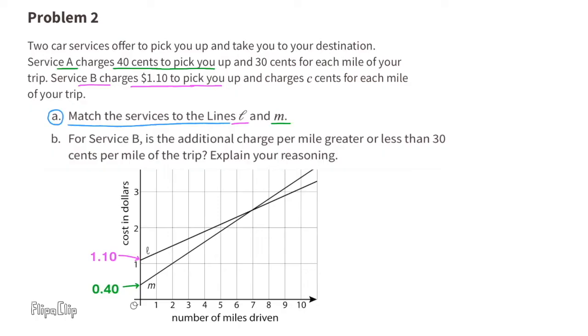The y-intercept for line L is just a little bit greater than 1. That represents the service charge, which is $1.10, a little bit more than $1. So line L would match up with service B.